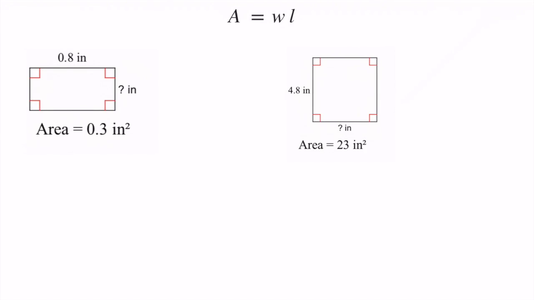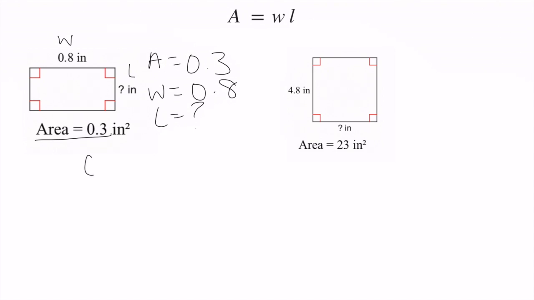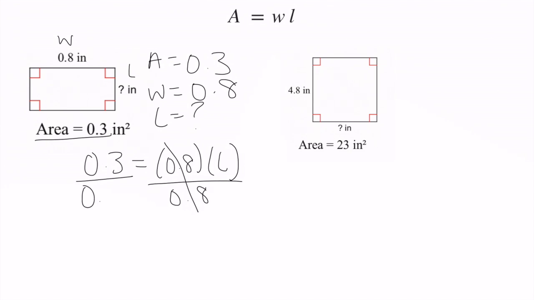So let's go ahead and start these ones. So here's our width. We don't know our length, and here's our area. So we have area equals 0.3, width equals 0.8, and the length is unknown. So we start by putting in our area, 0.3 equals a width of 0.8 times an unknown length. We're going to divide again. So then we have 0.3 divided by 0.8 gives us a length of 0.375 inches.